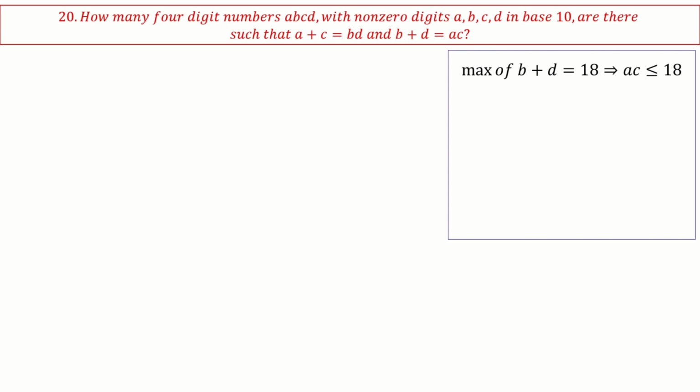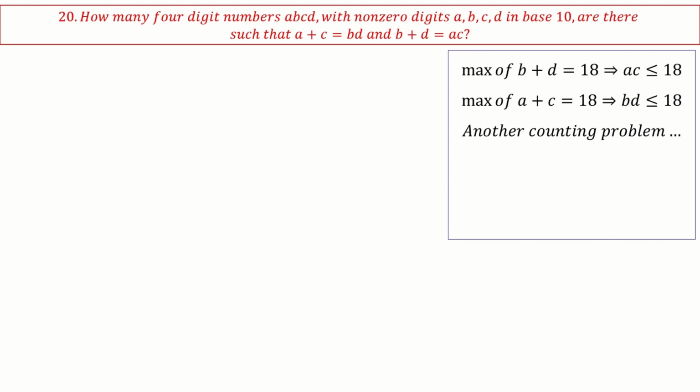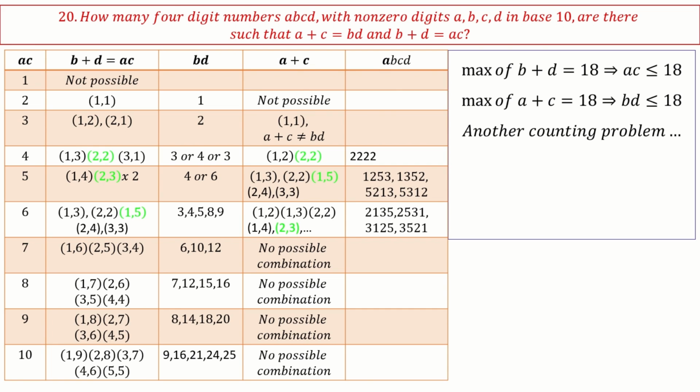So AC should be less than or equal to 18. Similarly, A plus C is 18, so BD should be less than or equal to 18. Now, these conditions are what we need to check carefully.